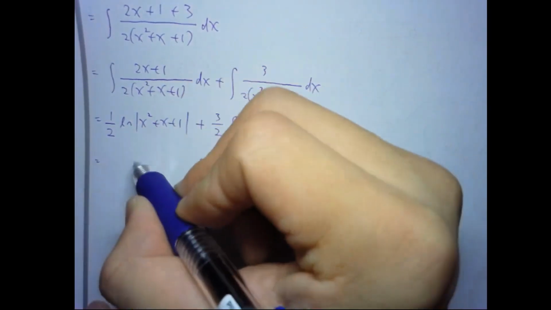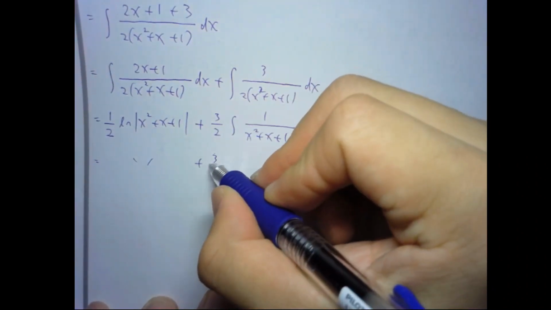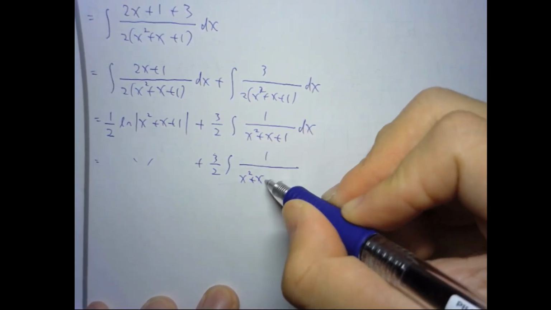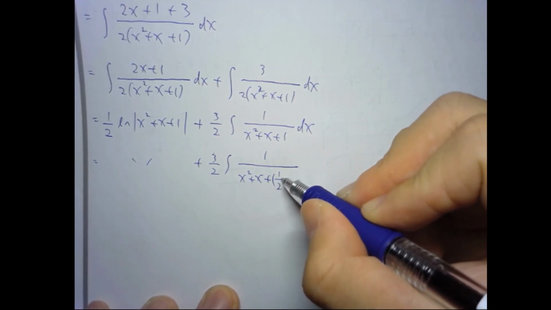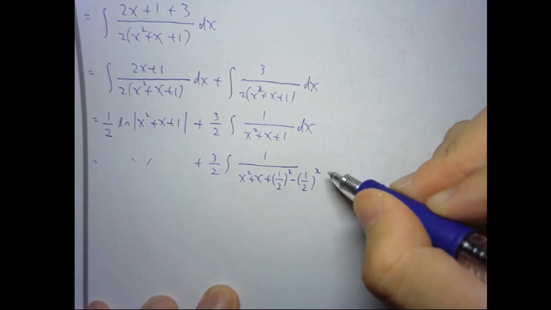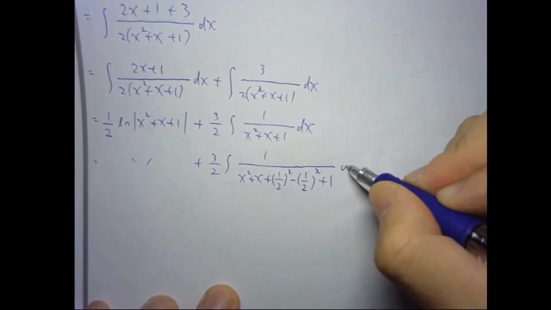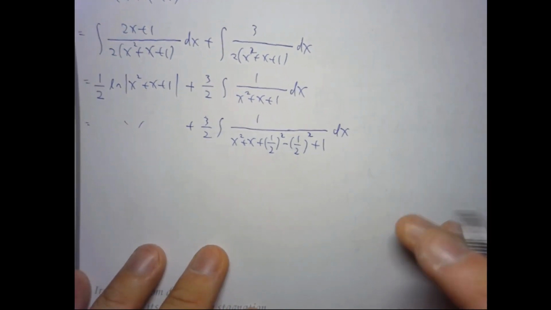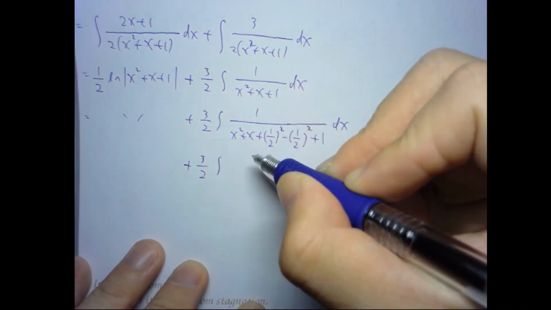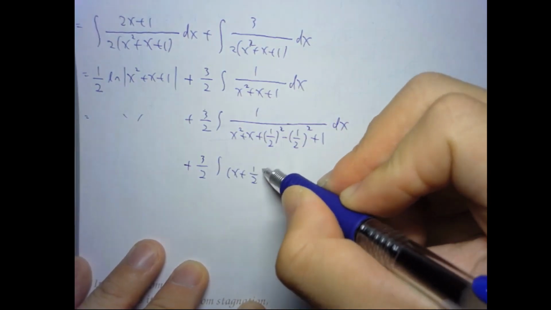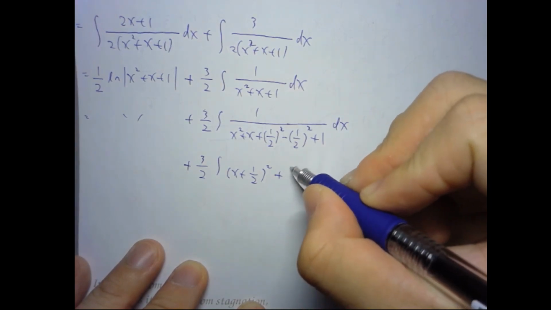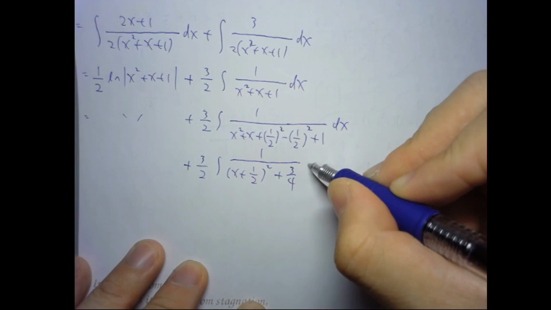I will not copy the first one because it's finished. I need to write plus 1 over 2 whole squared, and then minus 1 over 2 whole squared, and then plus 1 at the back, because I want to make it a perfect square, like this. x plus 1 over 2 whole squared, minus 1 over 4 plus 1, which is plus 3 over 4, and then 1 over this dx.